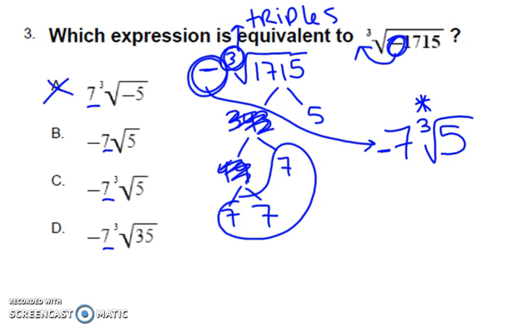So we know A can't be the answer because there's no negative sign out in front. We know D can't be the answer because it's not 35 underneath, it's 5. If we look at B and C, they almost look identical to each other. The difference is C has that little 3 right there, and that's important. Because we're doing the cube root, we need to put that 3 there. So C is the correct answer.